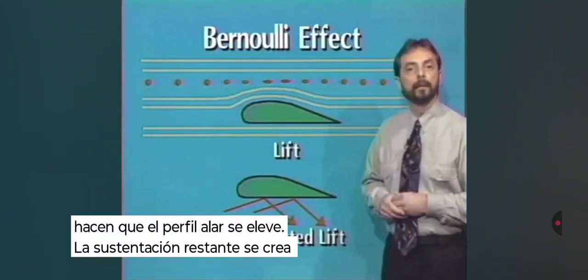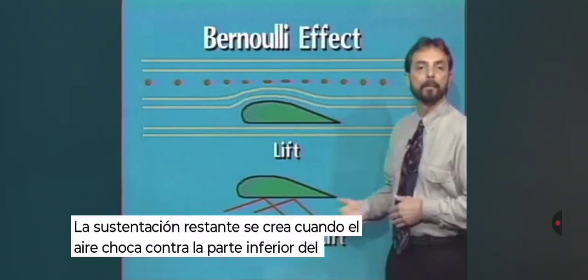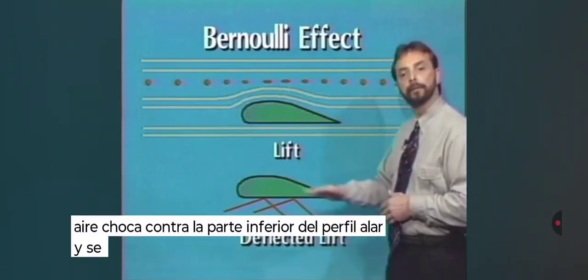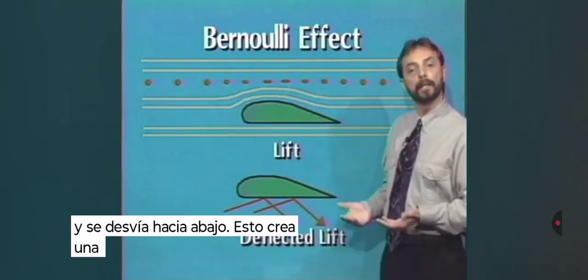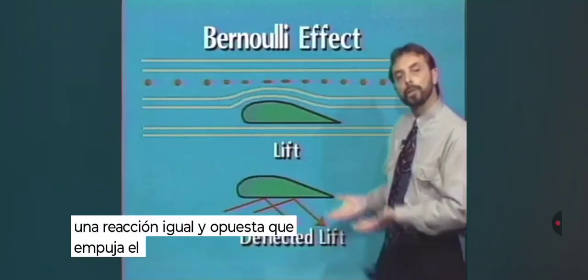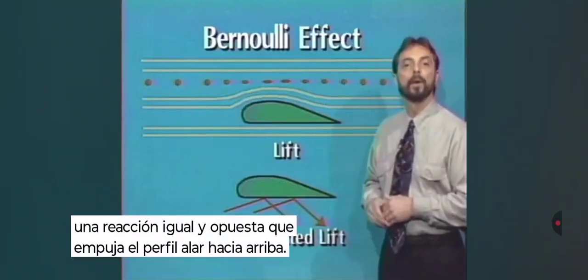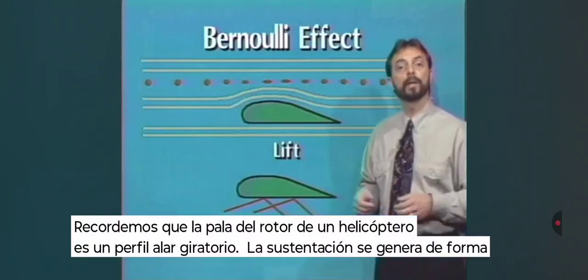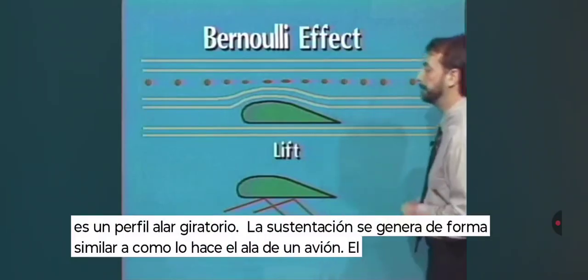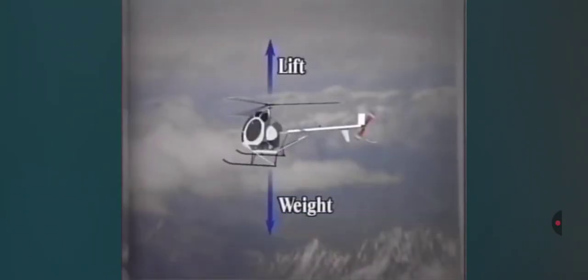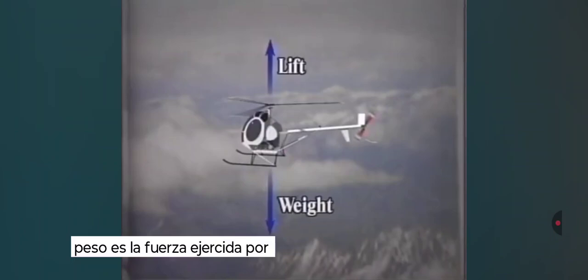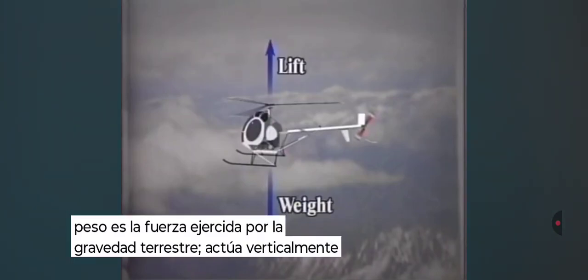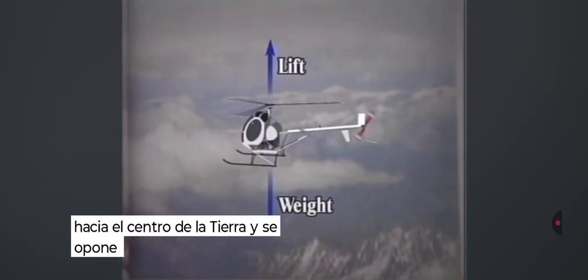The remainder of lift is created when air strikes the bottom of the airfoil and is deflected downwards. This creates an equal and opposite reaction that pushes the airfoil upwards. Remember, the rotor blade on a helicopter is a rotating airfoil, and it generates lift just like an airplane wing. Weight is the force exerted by the Earth's gravity. It acts vertically toward the center of the Earth and opposes lift.